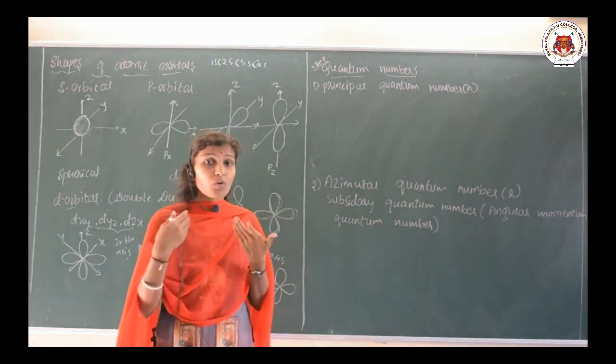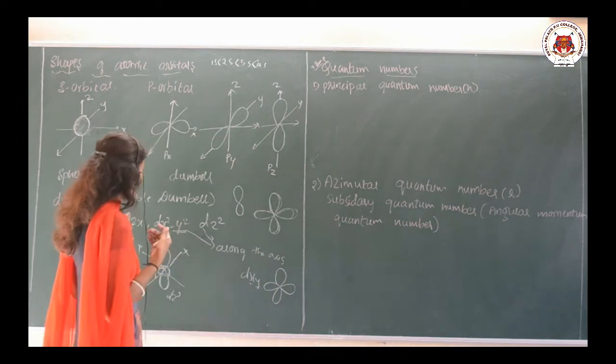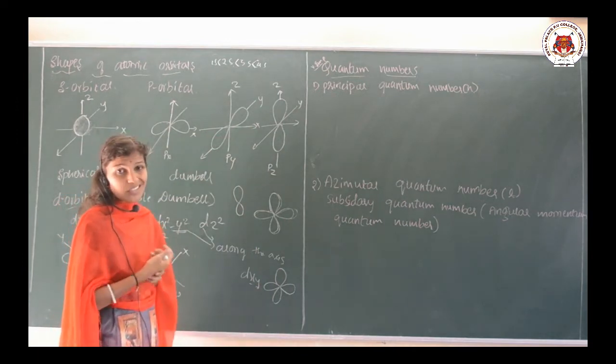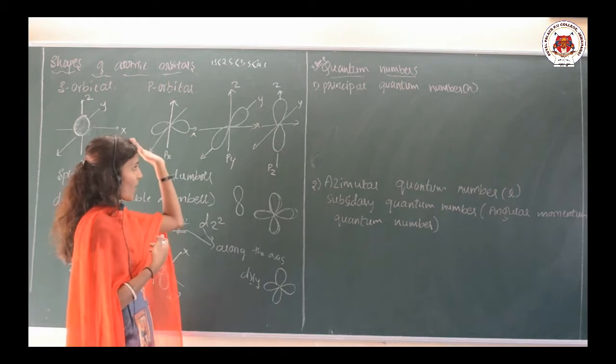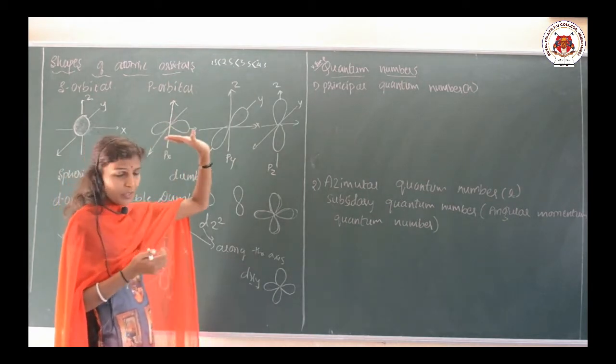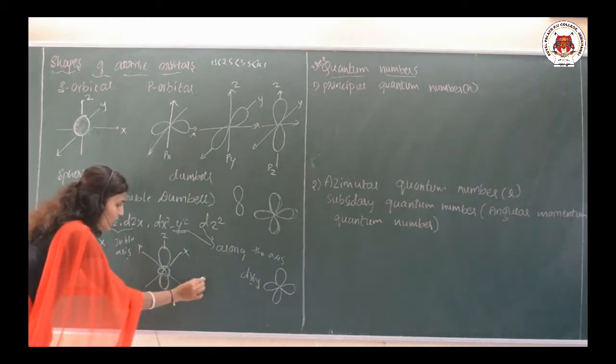So I am giving you homework: draw the structure of all the d orbitals. I have shown you the S and P orbitals, and one more orbital is there, that is the F orbital.